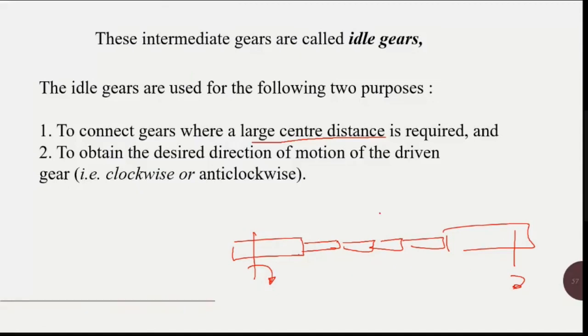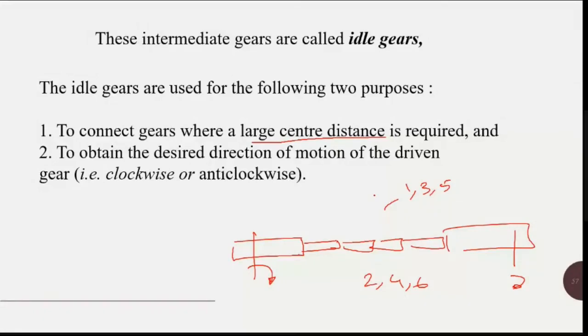In that case, the idler gear should be odd number. So 1, 3, 5 and so on, and it will rotate in the same direction. If you need the opposite direction, it should be even numbers, 2, 4, 6 like this. Then it will rotate in the opposite direction. So that is the main purpose of this idler gear. Any doubt up to this? Understood, sir.